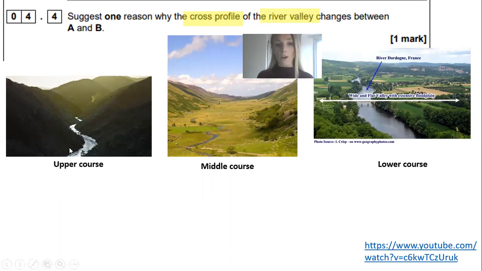Okay, so in the upper course, the channel of the river is very narrow and it's also very shallow. You could also say it's very angular, meaning there's lots of large rocks which haven't yet been eroded in that area. Okay, the reason why we have a steep-sided, V-shaped valley in the upper course is because of vertical erosion within the river.